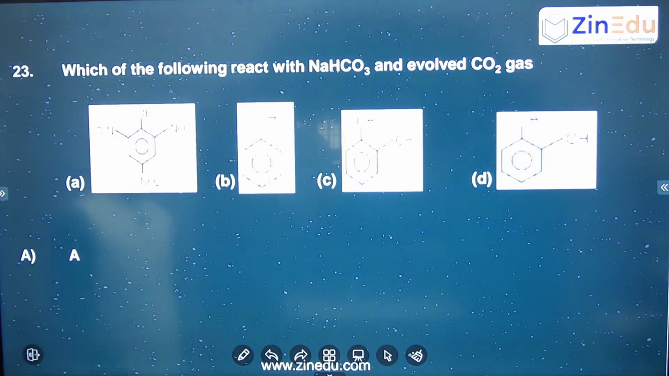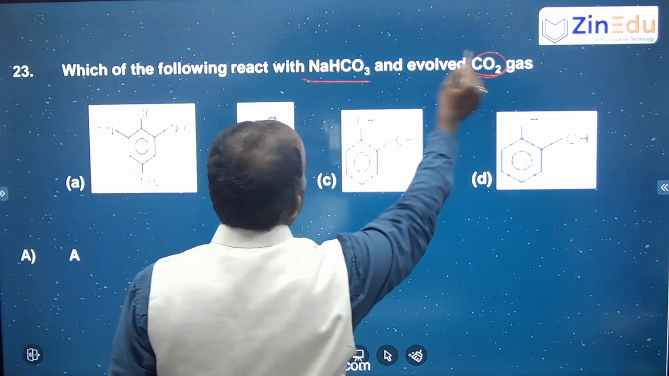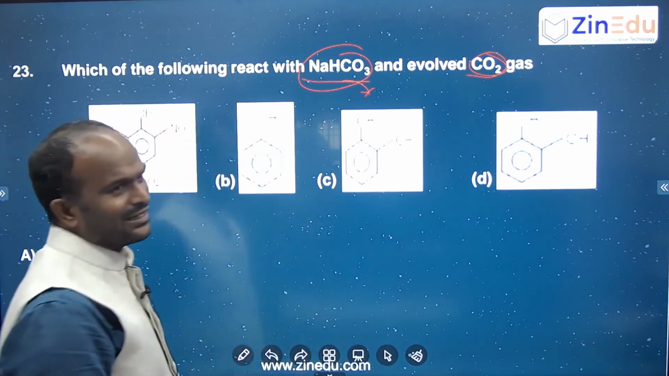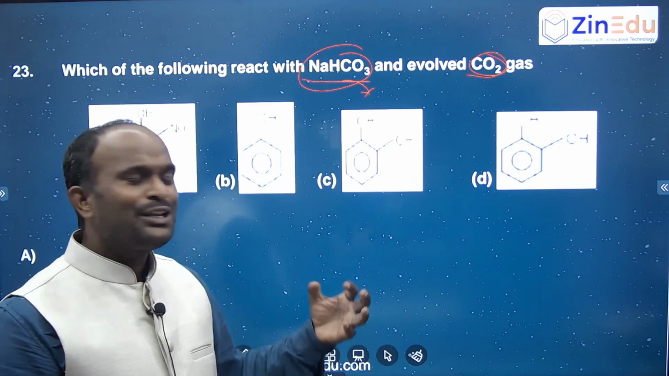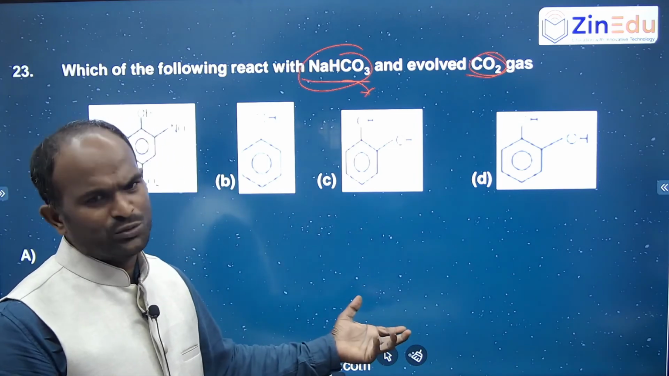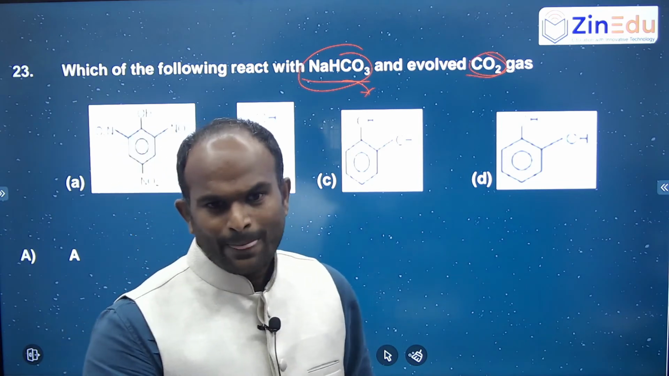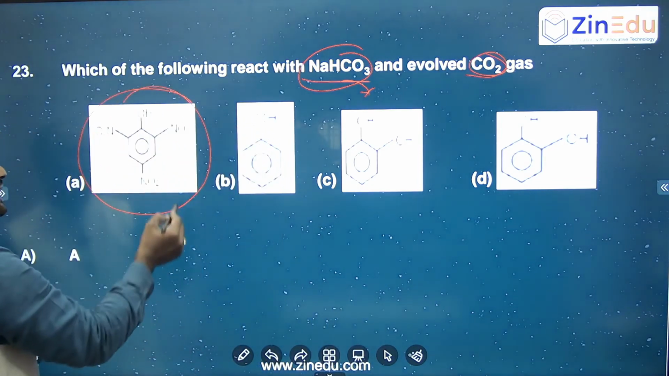Next, which of the following will react with NaHCO3 and evolve carbon dioxide gas? Actually, who can react with NaHCO3 and evolve carbon dioxide gas? Usually carboxylic acids could do that, and phenols usually cannot. Phenols can react with sodium hydroxide, right? But here, in the case they have given, trinitrophenol, picric acid.